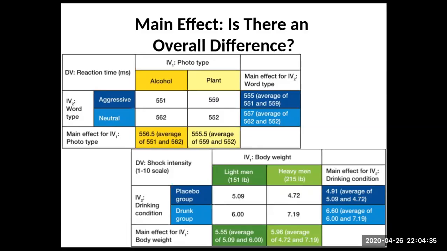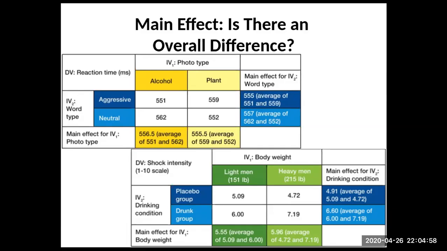So in this case, we have to make a judgment call. Is 5.55 on a scale of 1 to 10, is 5.96 significantly higher than 5.5? We're looking at a difference of 5.5 versus 6 on intensity. Really, it's a judgment call. I would probably say yes, but let's look at drinking condition, placebo versus drunk.